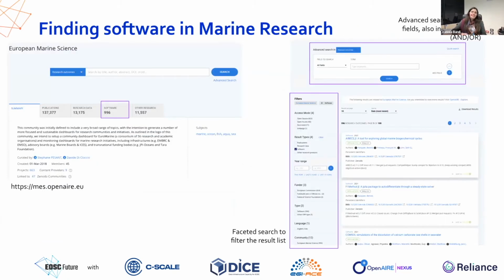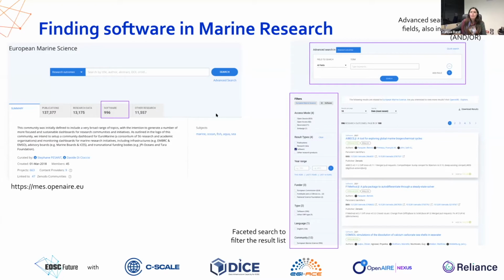Let's take European marine science as an example. The gateway appears as you can see here. You have a home page with the different types of products, so that you know how many publications, how many datasets, and how many software are available in the gateway. And if we click on the software tab, we see all the software that is available.